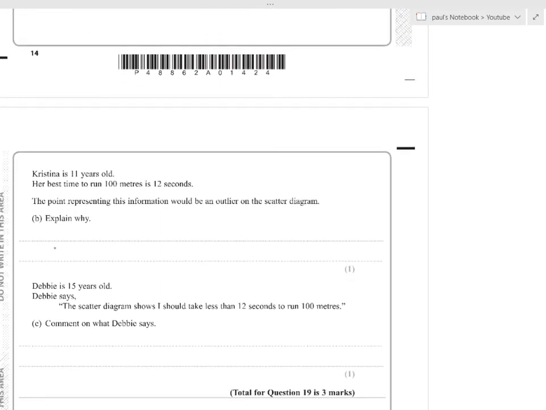Explain why. Not close enough to other points.